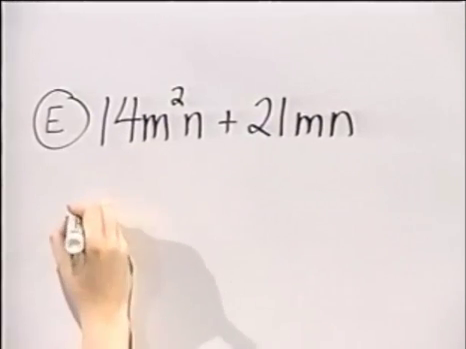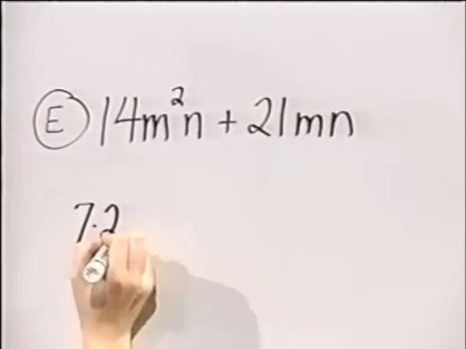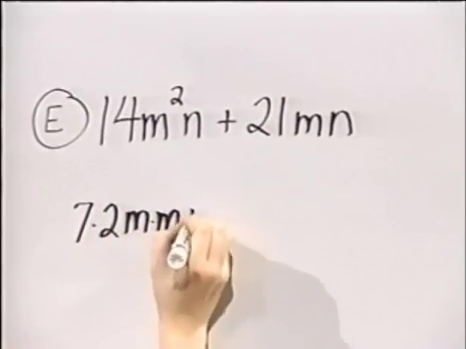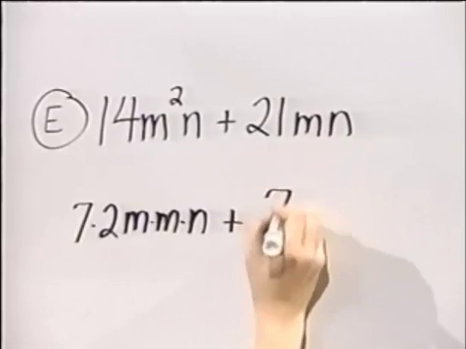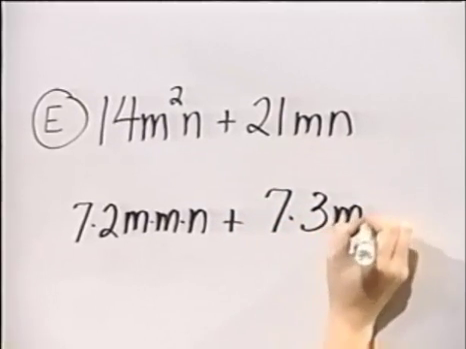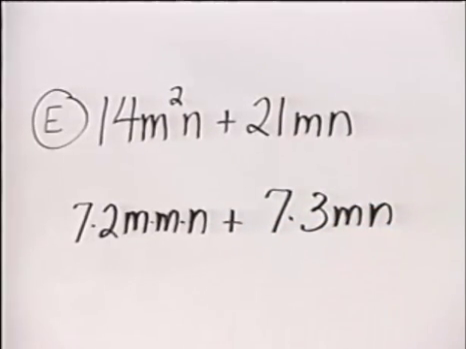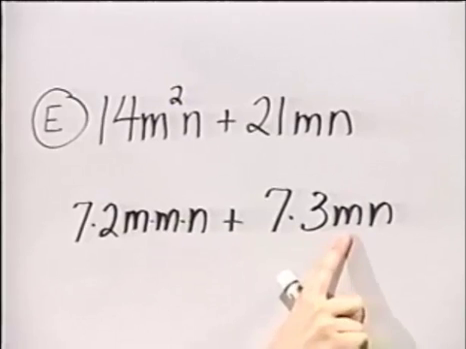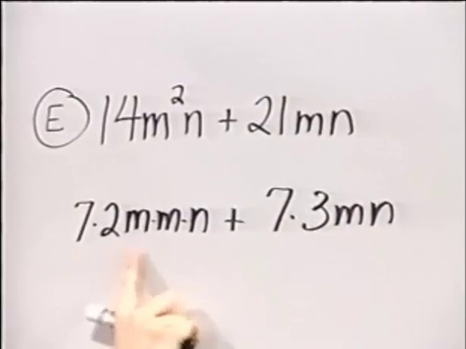So let's see. 14 is 7 times 2. M squared is 2 m's with an n. 21 is 7 times 3 with the mn. So if I break it down, I have 7 times 2 times m times m times n, 7 times 3 times mn. Again, this is what you're thinking.